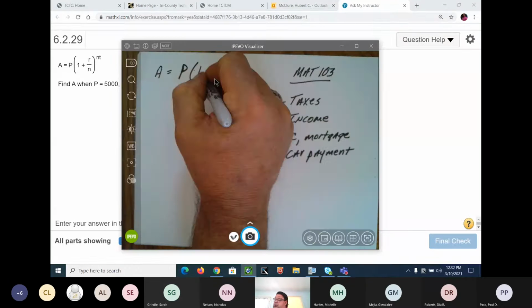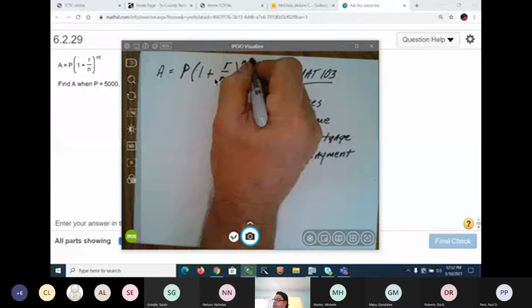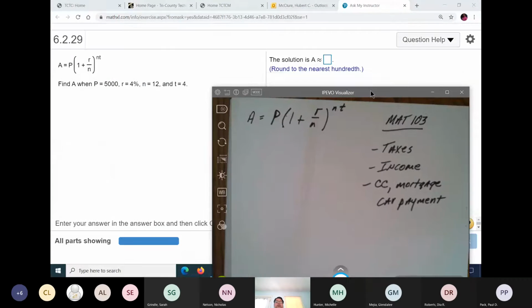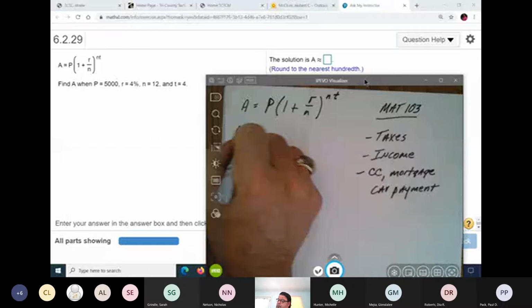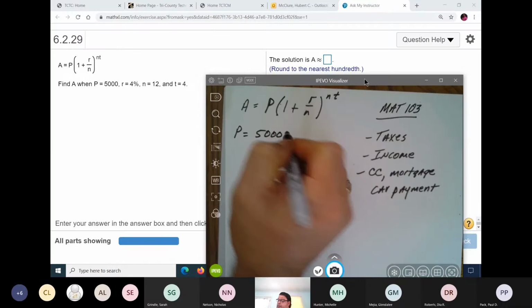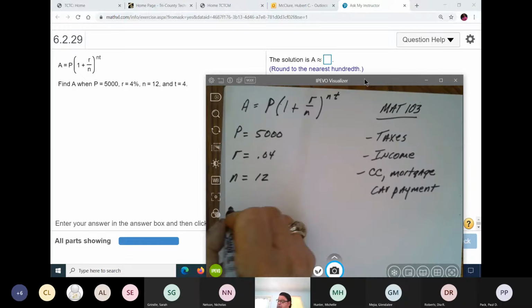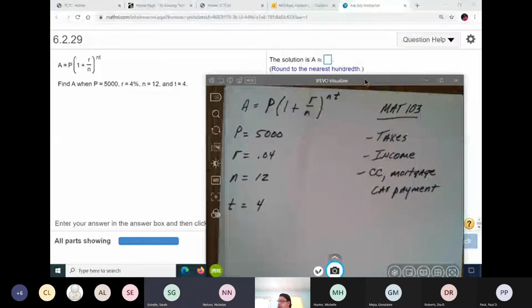So A equals P times 1 plus r over n, raised to the nt power. And let's see what they give us. They give us P is equal to 5,000. R is equal to 0.04. N is equal to 12. And T is equal to 4. Everybody with me? It says round to the nearest hundredth. So let's plug and chug.